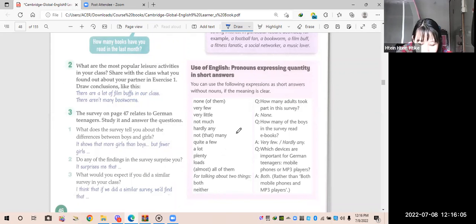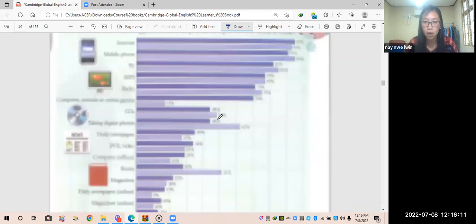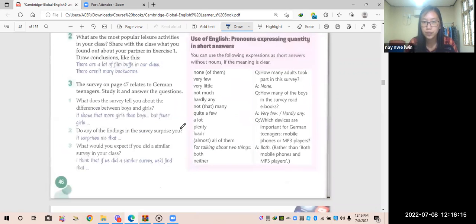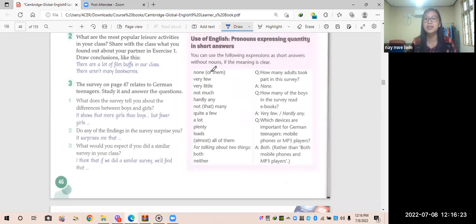Or very few. And how about seven? How many teenagers go to the cinema? So only 1%, right? So which phrase can we use? None of them, or yes, almost none of them, right? So none, we can say none because it only has 1%.